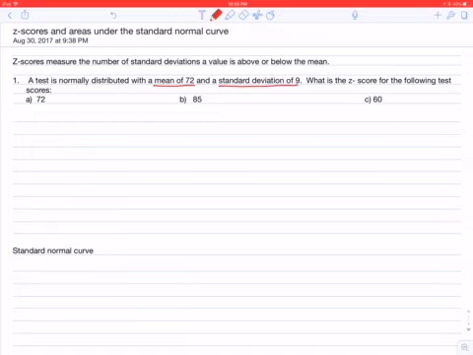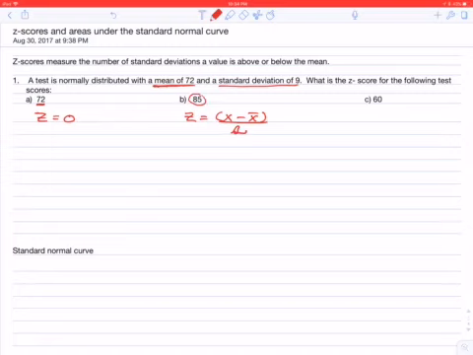So 72, that's our mean. So it's neither above the mean nor below the mean, so it would have a Z-score of 0. The mean always has a Z-score of 0. But to find the Z-score for values other than the mean, we have a formula. It's the value minus the mean over the standard deviation.